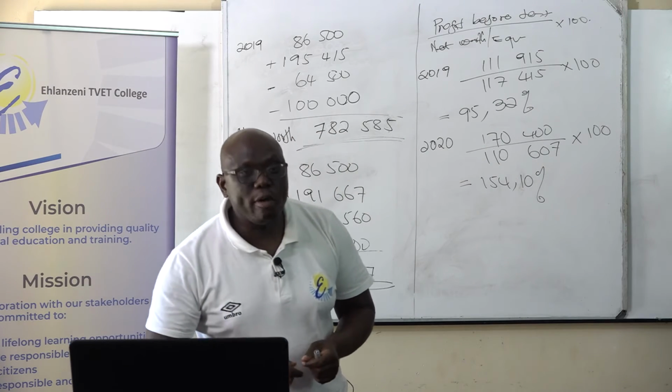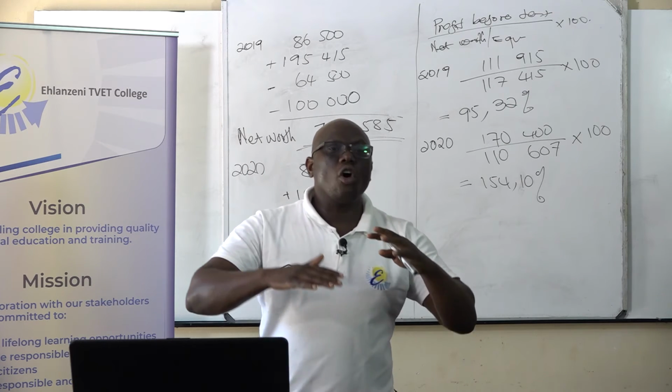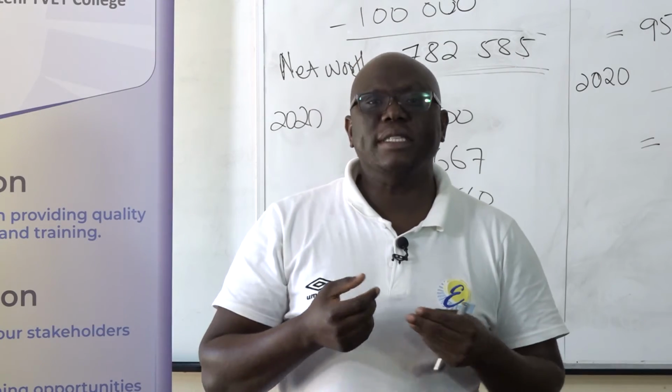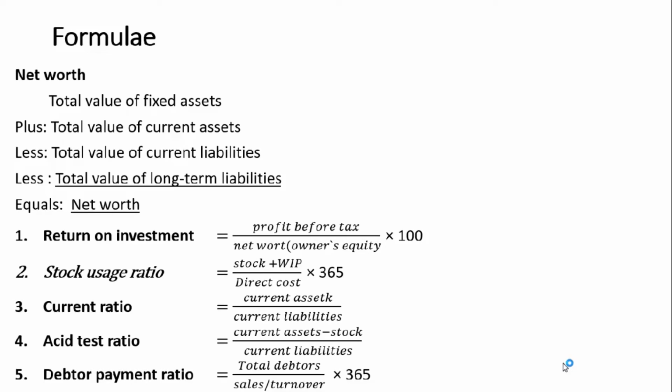However, we can also move on to do the current ratio, whereby we are going to compare the performance of a business in terms of the liabilities against the assets. The formula for calculating the current ratio says the current assets divided by the current liabilities.